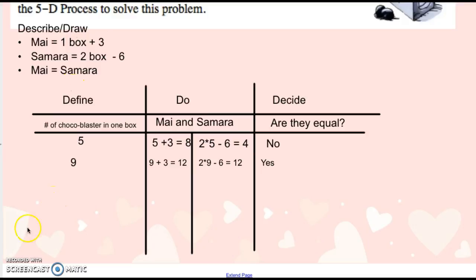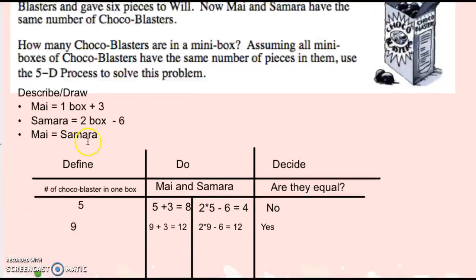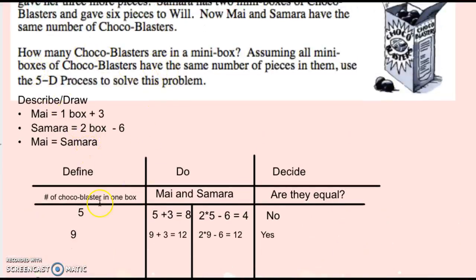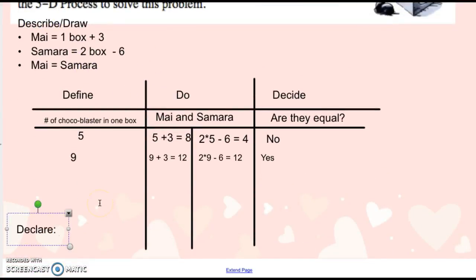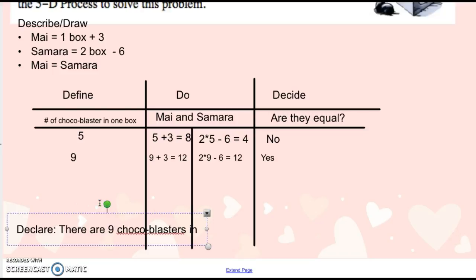So that brings us to our last part of the 5D process, which is declare. Remember, this needs to be written in a full sentence. In Declare, you write the answer to the question you were originally asked. And we were originally asked how many Choco Blasters are in a mini box. So my answer to this would be there are 9 Choco Blasters in one mini box. And that would be the end of my 5D process for this problem.